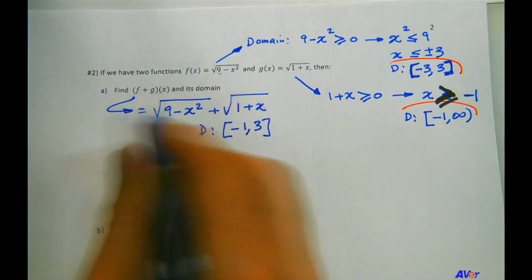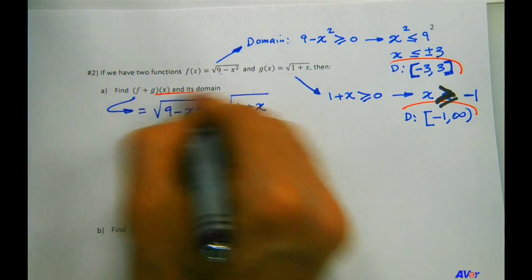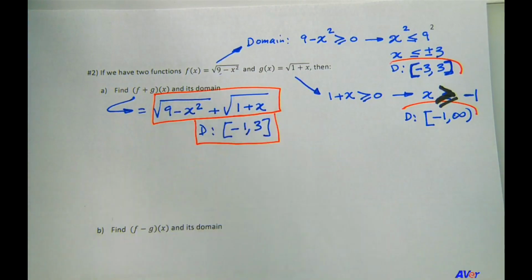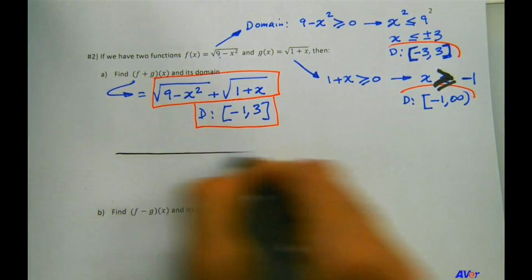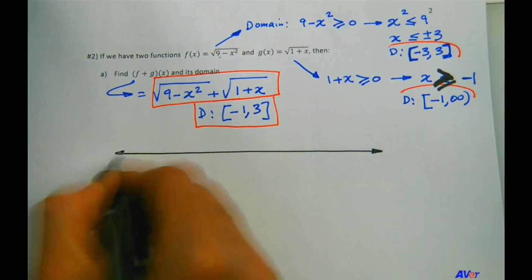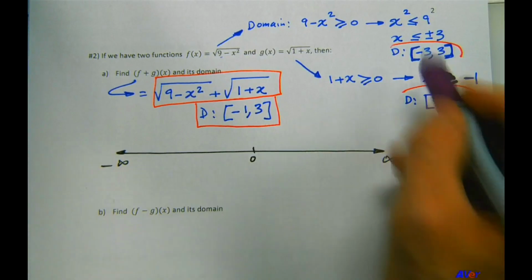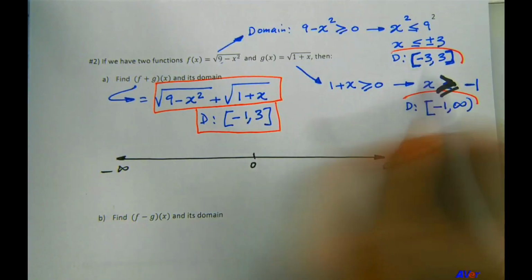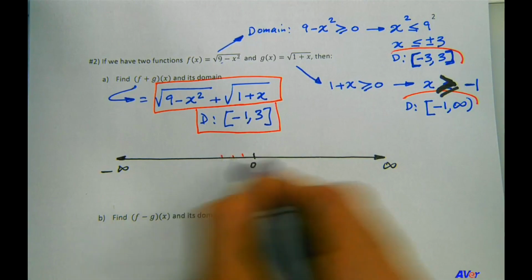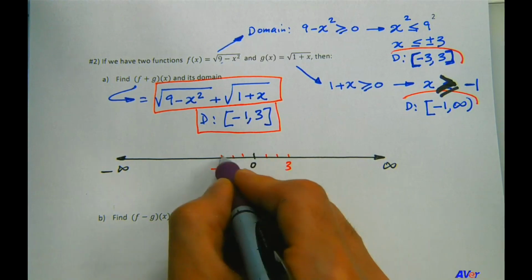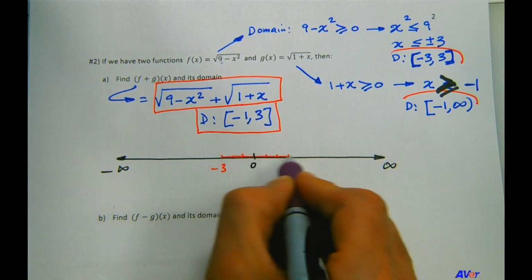So this is the combined function right there. And this is the domain of that combined function. Okay? And we can do a graph of this. We don't have to, but just to show how this intersection business works. So one function had this domain from negative 3 to positive 3. Right? We have that. One function was that.